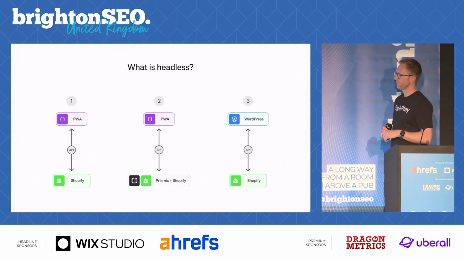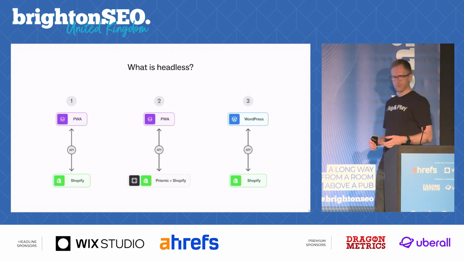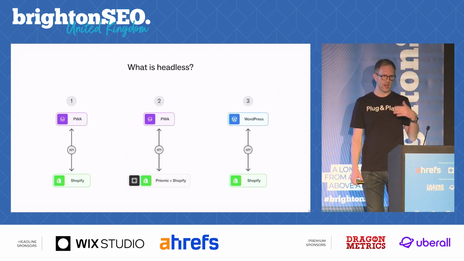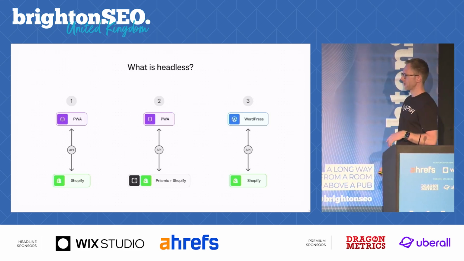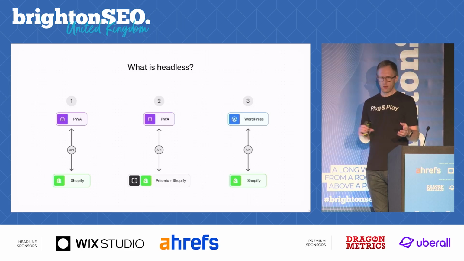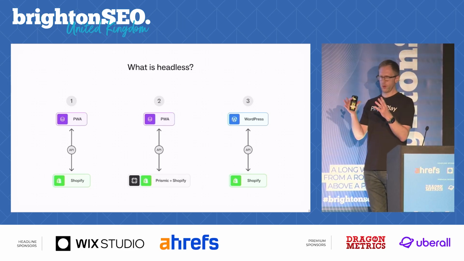There are a few others. In the middle here, we've got using Shopify alongside something like Prismic or other headless content management systems like Contentful or Datocms or anything else, augmenting content features that you don't get with Shopify alongside the Shopify catalog in order to create a more fully featured storefront.